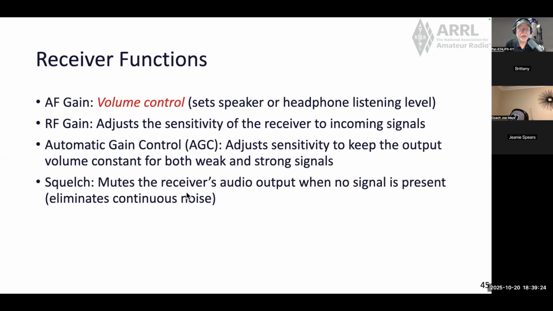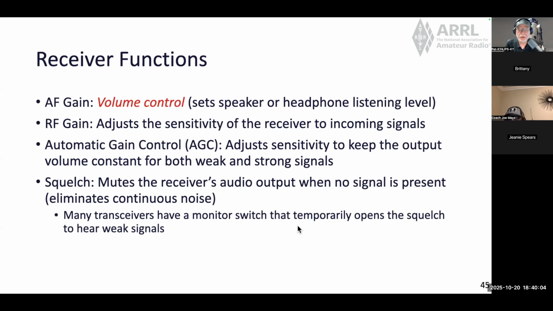Automatic gain control adjusts sensitivity to keep the output volume constant, for both weak and strong signals. And then squelch mutes the receiver's audio output when no signal is present. It eliminates the continuous noise. So if you've got your squelch turned up, you're not going to hear what I call the white noise from there being no radio signal. If you turn that squelch down or you open your squelch up, you'll hear that white noise, and you can also pick up weak signals that way. Because sometimes when the signals are real weak, if you've got your squelch turned up, you won't hear them on the radio.